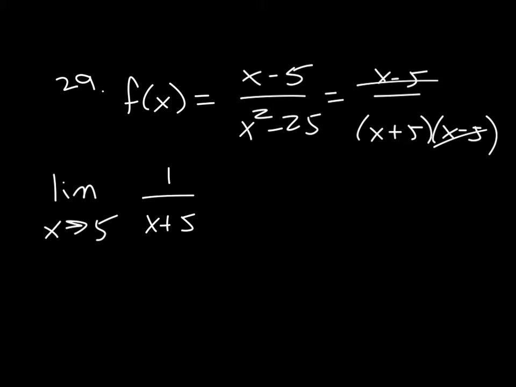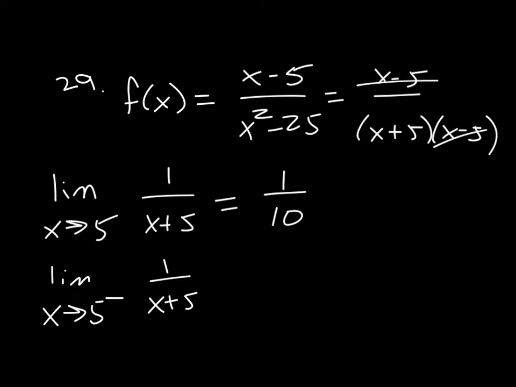So now what? Yeah, right. So now we can plug it in, and it's just going to be 1 over 10. And so that's the limit as x approaches 5. Then they go down to, I don't know which one they do first, but right from the left. And we're still going to use 1 over x plus 5.